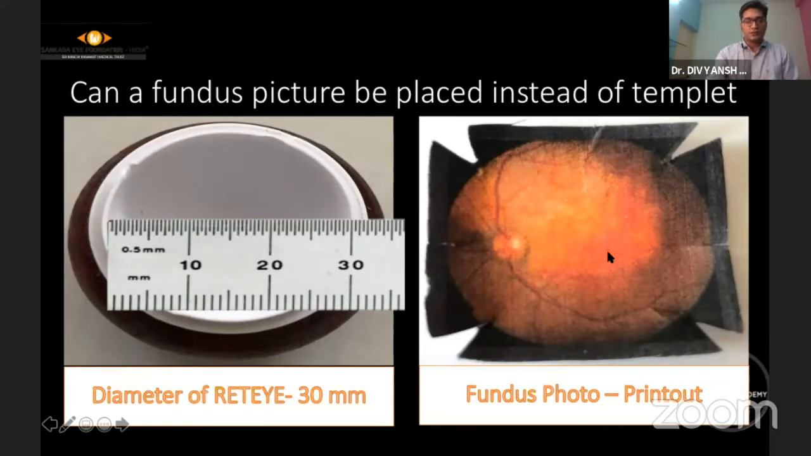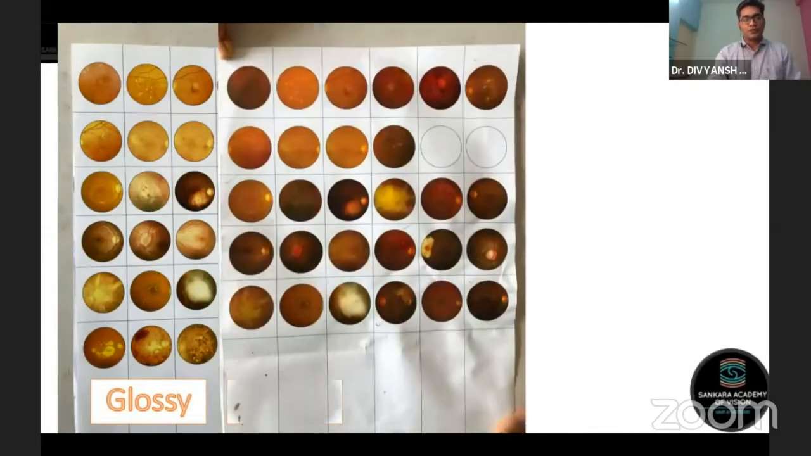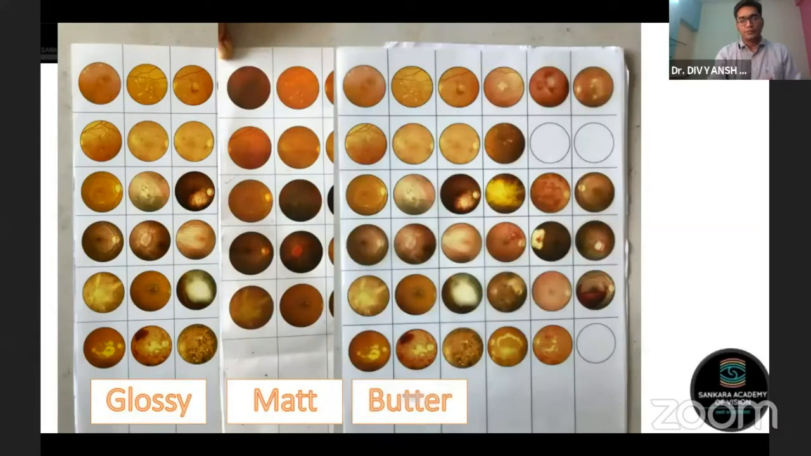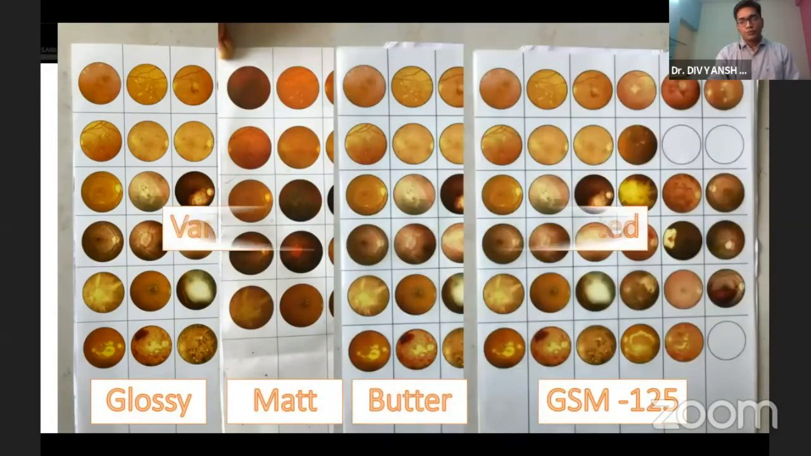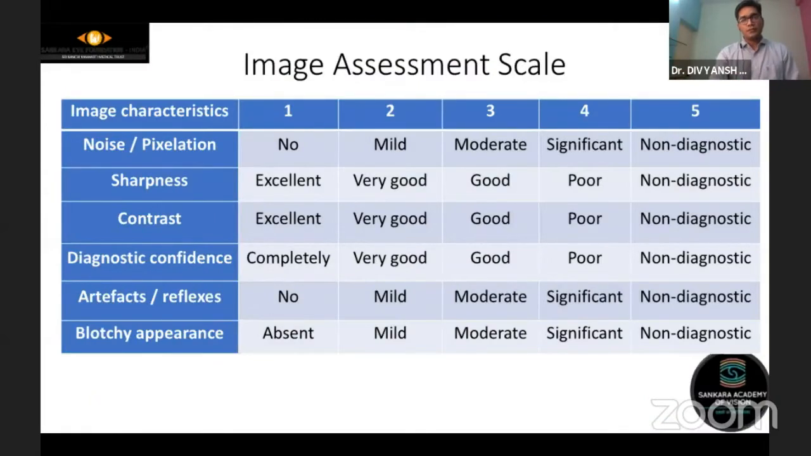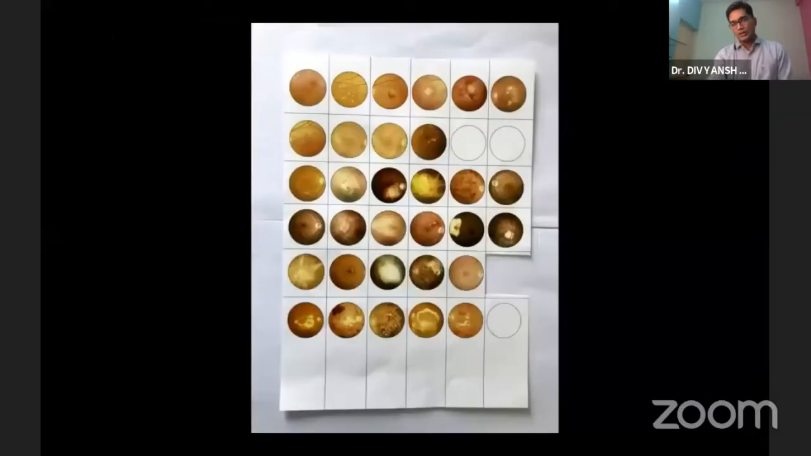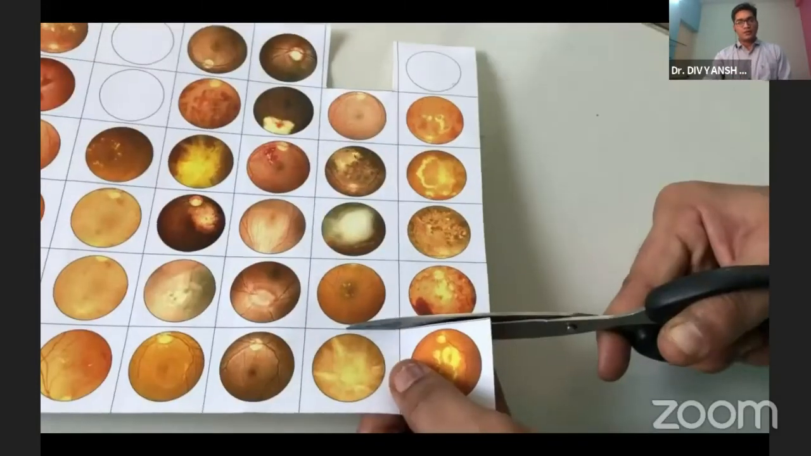As we can see, it is of very poor quality. We cut the edges, but when we put this inside, there were a lot of folds. So we thought, let's try some better printing. We tried gloss paper, matte paper, butter paper, and better GSM 125 quality. Various papers were evaluated on this image scale by at least 2 consultants and 2 fellows to understand which was working well. Then we identified that the matte paper works well, and that's how we started with it.